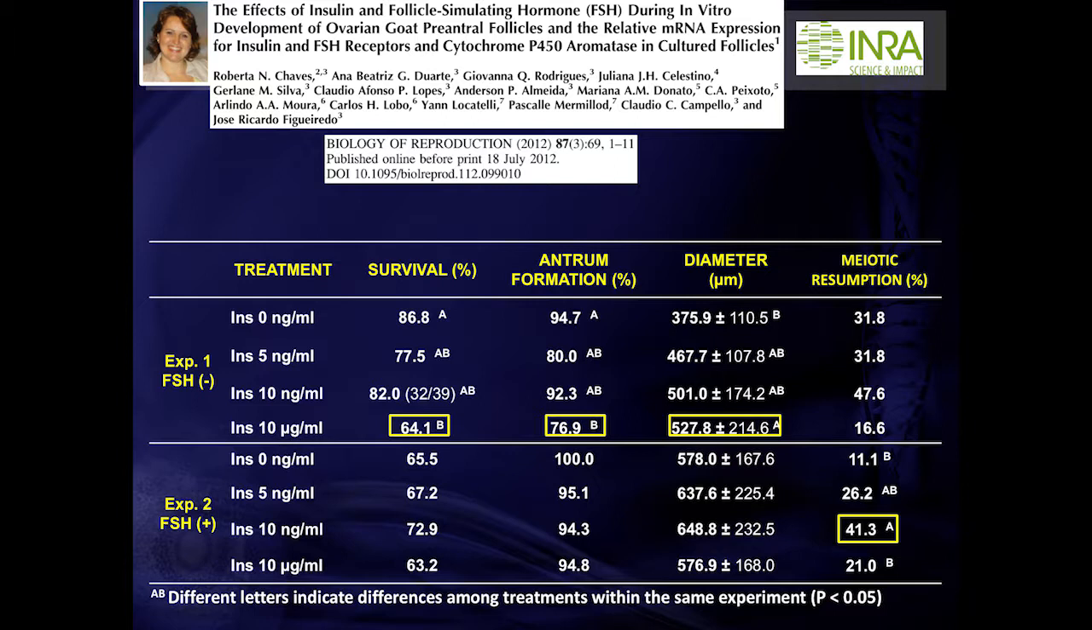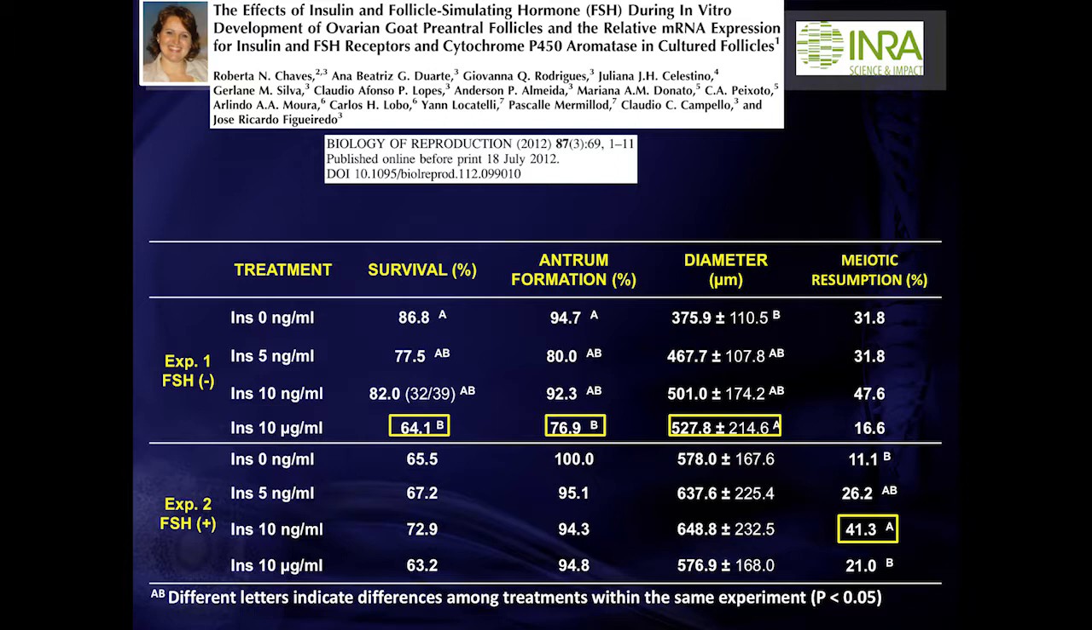Insulin at 10 micrograms per ml significantly reduced the percentage of follicle survival and formation, but increased follicular diameter when compared to the control group. This negative or positive effect was not observed when FSH was part of the culture medium.